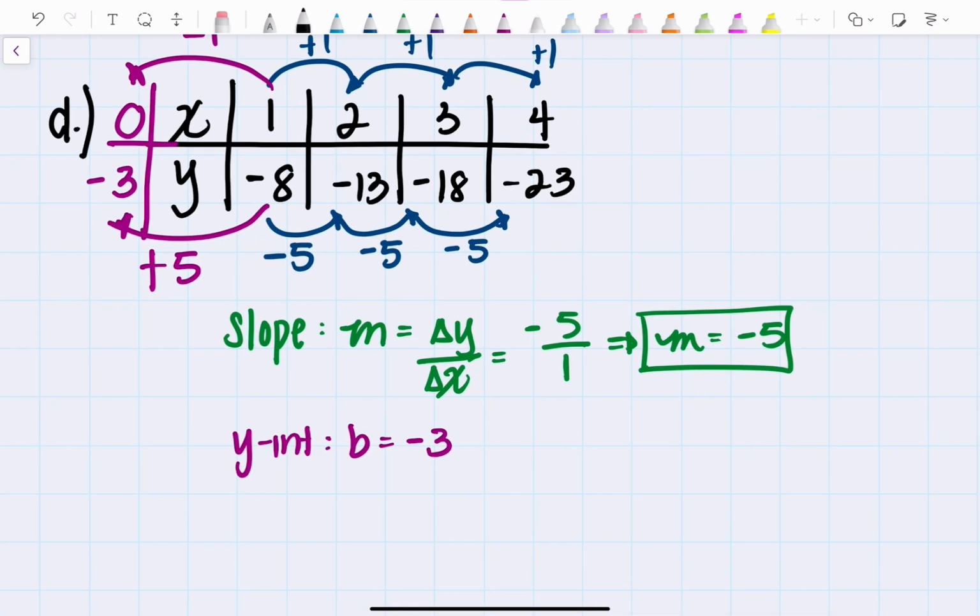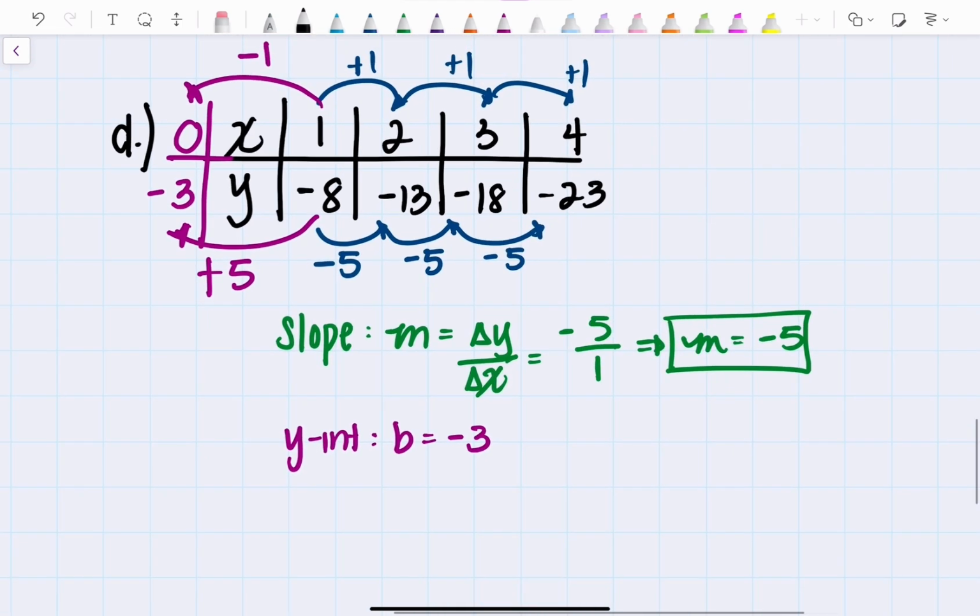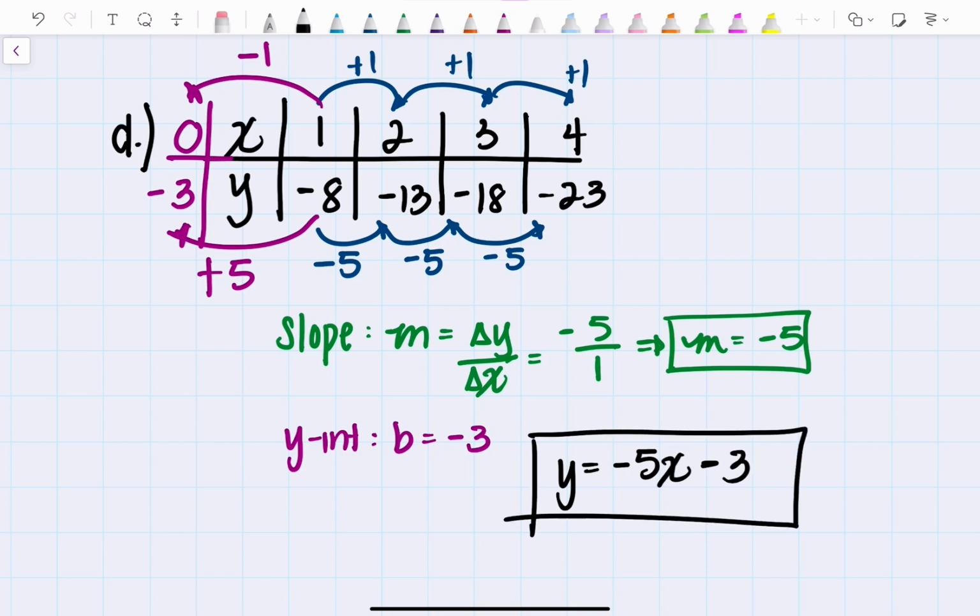So our equation, let's set it up. Y equals my slope, which is m, so it's negative 5x. And my y-intercept is negative 3. And that there is our final answer here. Final answer. All right.